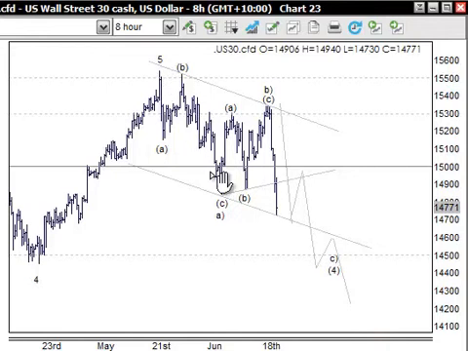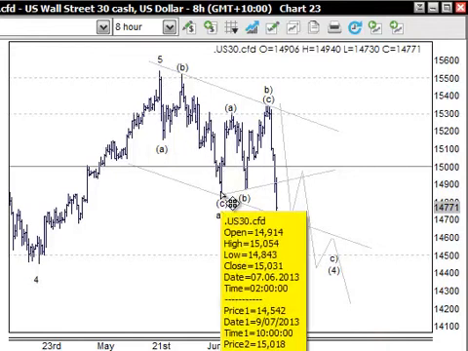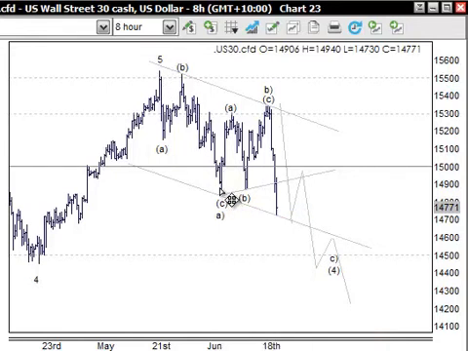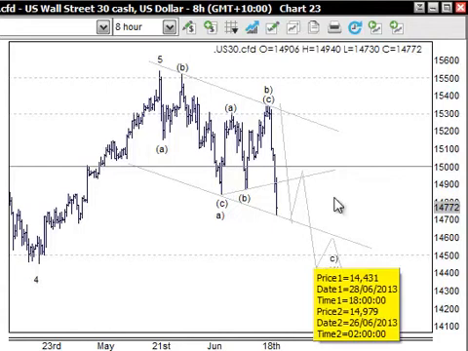I know this can be counted down as an ending diagonal, a leading diagonal triangle as a wave 1 here, and we can look at that as a wave 2 here. But we'll soon find out once we get this bounce here and then the next leg down through here, if that's the case.